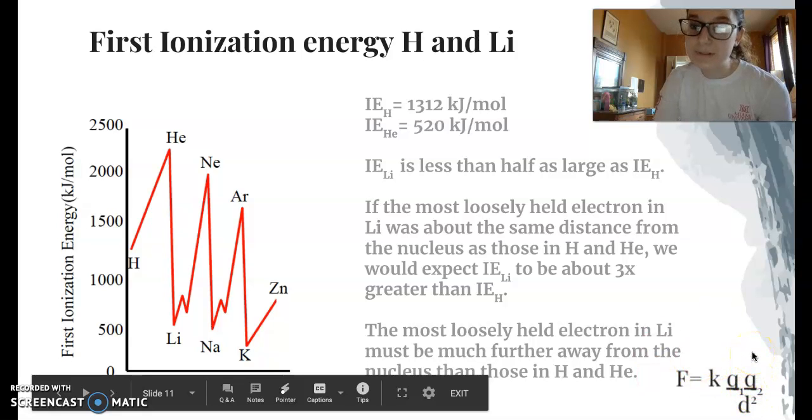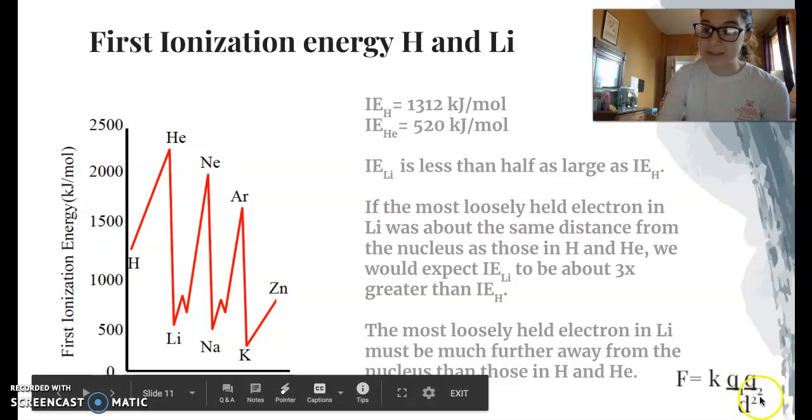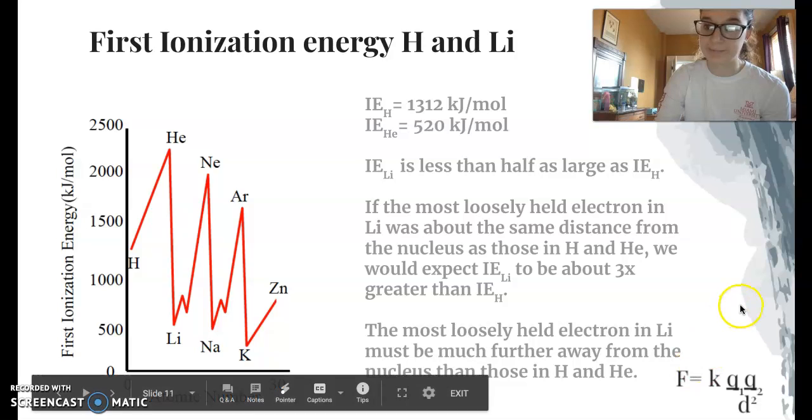But since the most loosely held valence electron in lithium is not the same distance, it must be further away, because it takes less energy to strip that electron away than it does for hydrogen. So distance is increased, which would make the force of attraction less, making it easier to take away that valence electron from lithium.